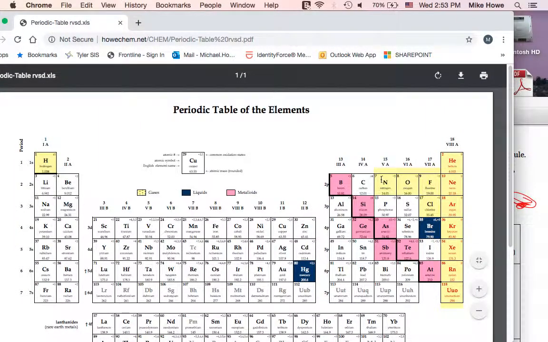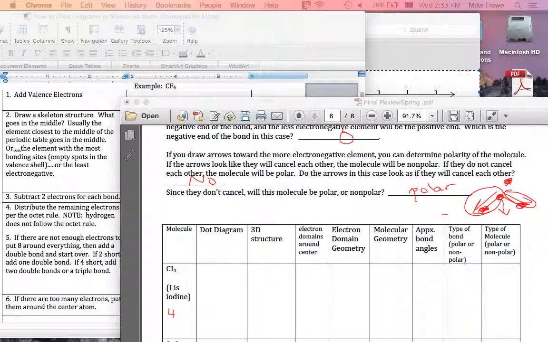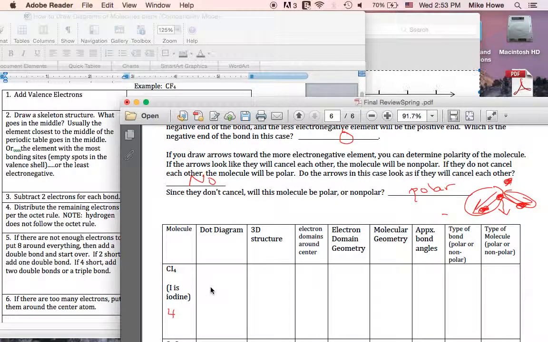It's hard to keep all these tiles together. So carbon's got 4, and iodine has 7. See, it's in the 7th column. So since carbon has 4, iodine has 7, we're going to write down 7 down here. 4, and then 7. But there are 4 atoms of iodine. See that little 4 right there? So you've got to multiply this one by 4. So 7 times 4 is 28. Plus these 4, you've got a total of 32 valence electrons.